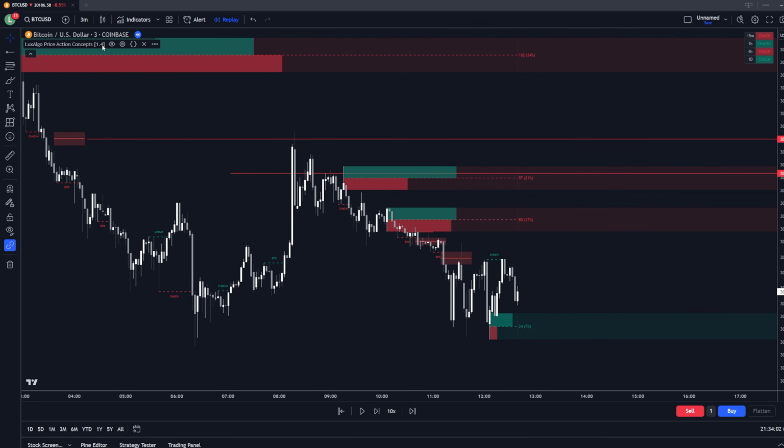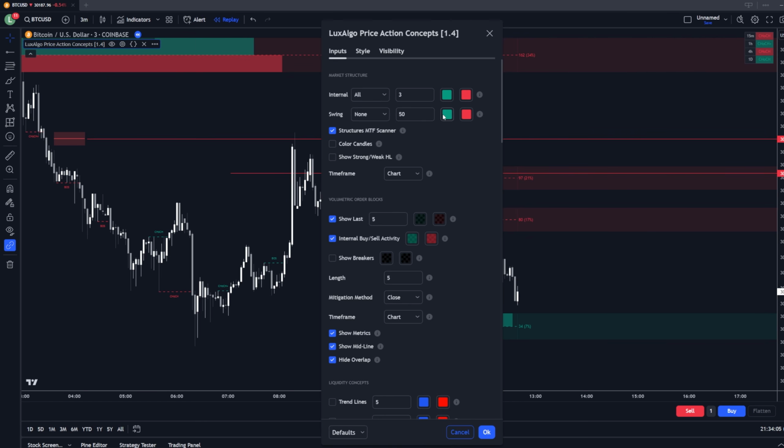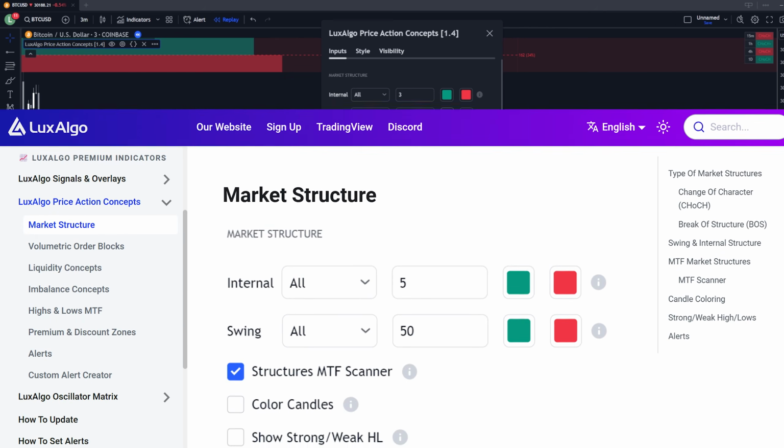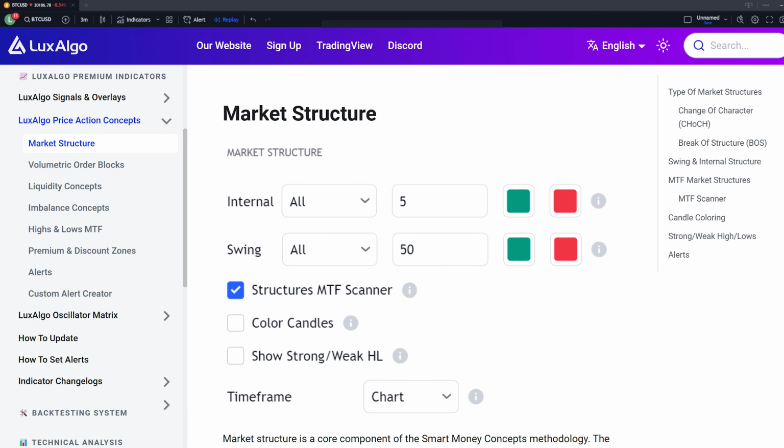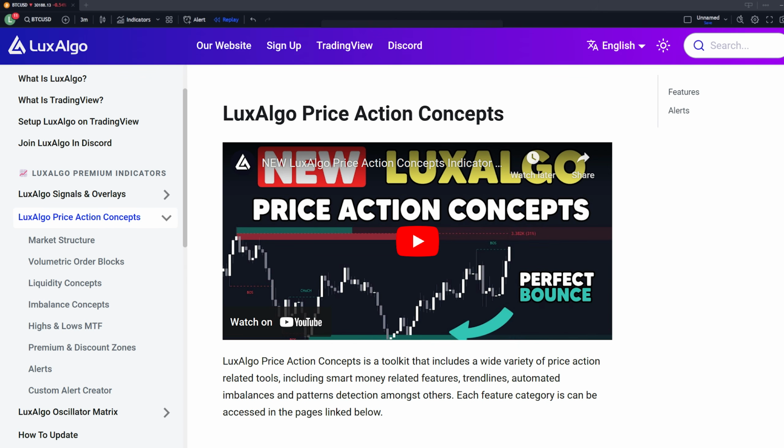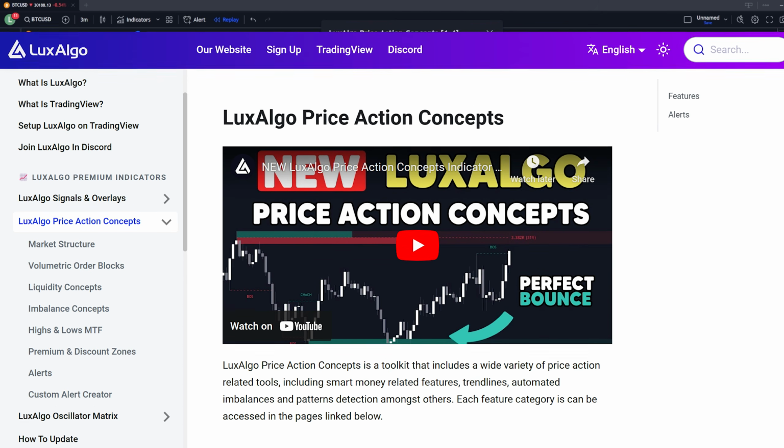Okay, so this was all generated solely based on the LuxAlgo Price Action Concepts indicator, which is an entire toolkit for trading price action that we cover way more in depth in our documentation, as well as the full overview video that we're gonna link down below in the description.